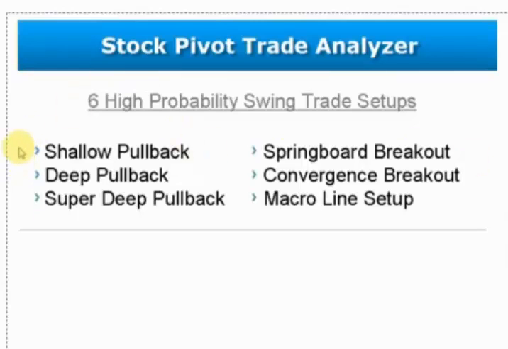So I showed you shallow pullback, deep pullback, super deep pullback. Here's some of the range type of setups: springboard breakout, convergence breakout, and the new macro line setup that is in the latest version 3.2. Okay, so again, you've got an institutional strength analytical program in your hands that's going to do massive amounts of calculations and automated technical analysis for you, but you got to understand how to trade off of it.